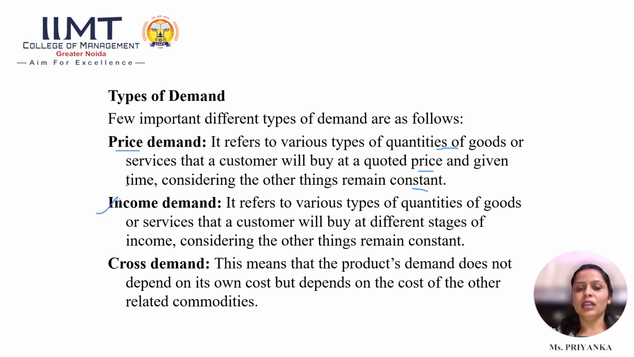And what is income demand? It refers to the different quantities of goods or services that a consumer will buy at different levels of income. At different incomes, the quantity demanded by the consumer is called income demand, with other things remaining constant. Cross demand is the demand for a product that doesn't depend on its own cost but depends on the cost of other related commodities, for example, tea and coffee. If the price of coffee increases, then the demand for tea will increase. This is called cross demand. I hope it is clear.